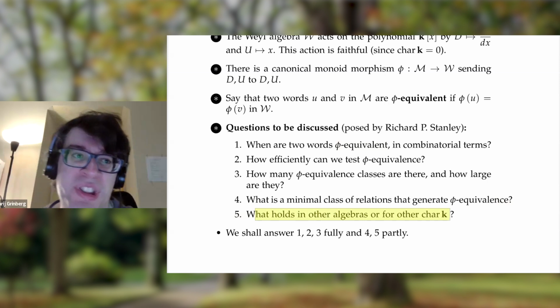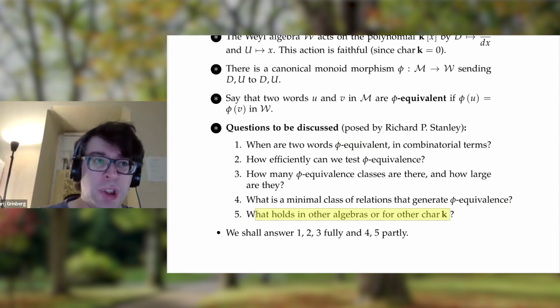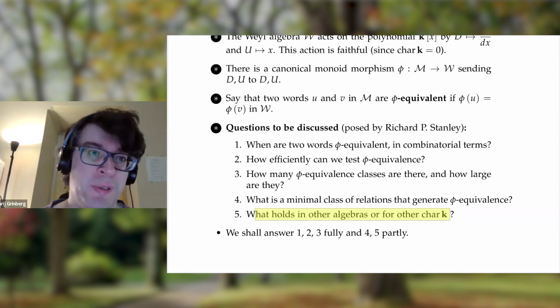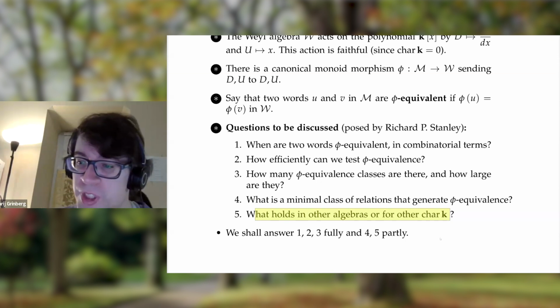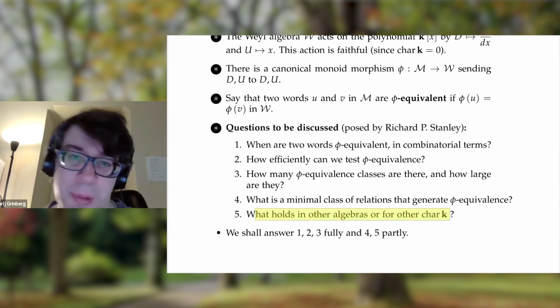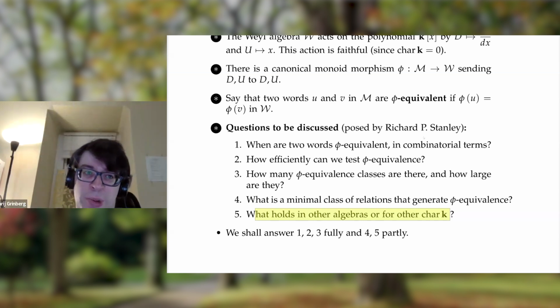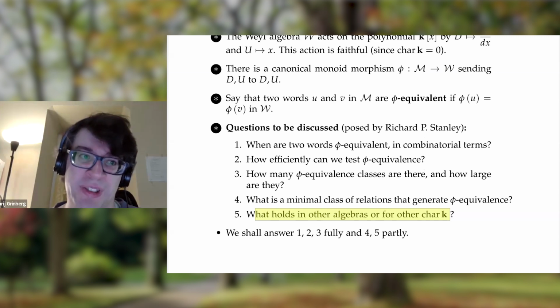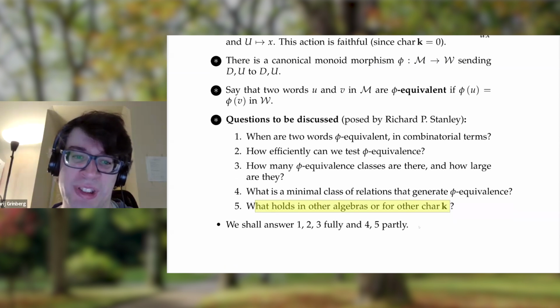Finally, we can ask what happens if the characteristic of K is not 0, or if we vary the algebra a bit, because the Weyl algebra is just the beginning of a family. So in this talk, we're going to answer the first three questions completely, and the last two to some extent. So there are still open questions around. In a way, there are many more open questions than solved questions right now, because there are so many algebras that are similar to this one.